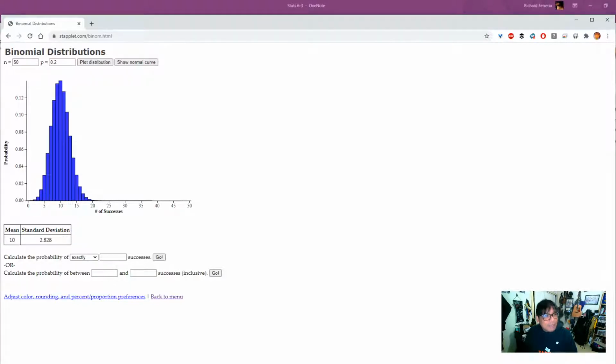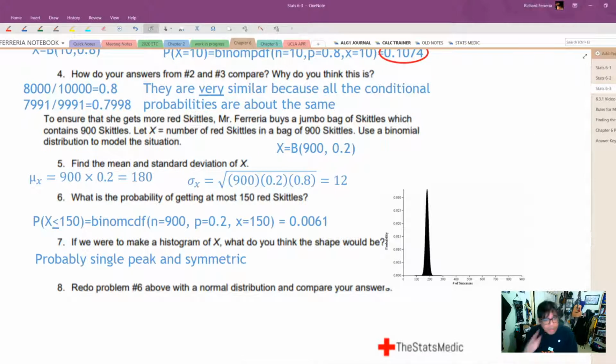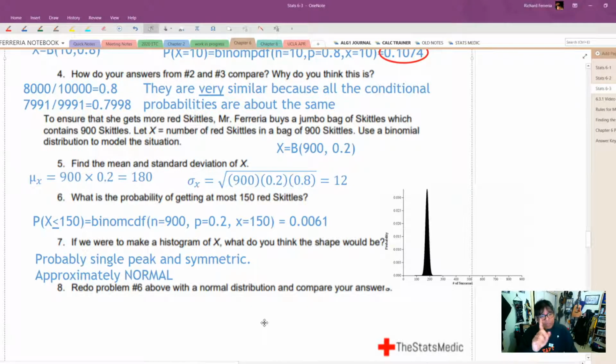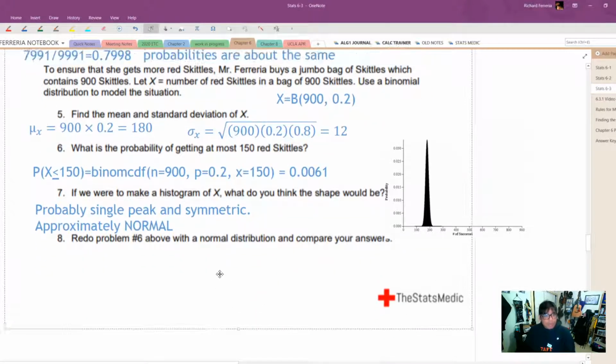So the sample size and the probability of success kind of work together, and if we can get that number big enough, or if we can push the center close enough to the middle, then we won't clip the end of the histogram, which means this single-peaked symmetric distribution is approximately normal. So look at that. What we've discovered is that we can use a normal distribution to approximate a binomial distribution, which is good for us because we have more tools for a normal distribution than we have for a binomial distribution. So let's redo the problem from number 6, and we'll do this with a normal distribution.